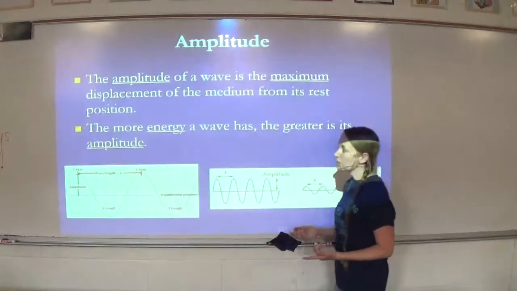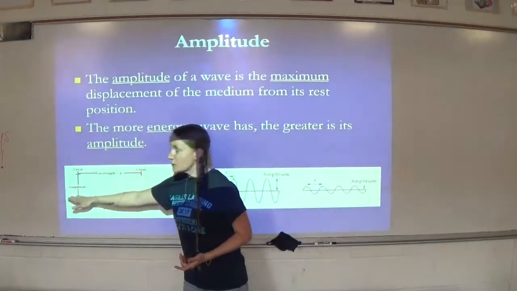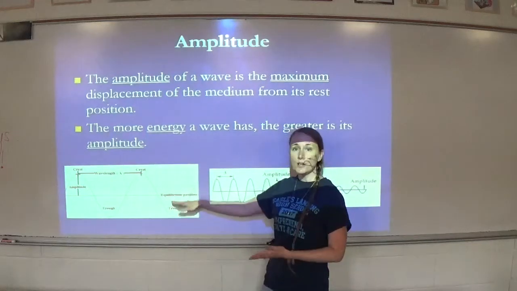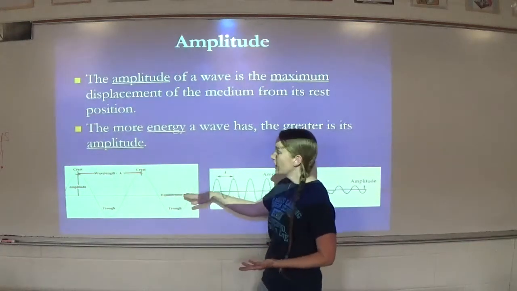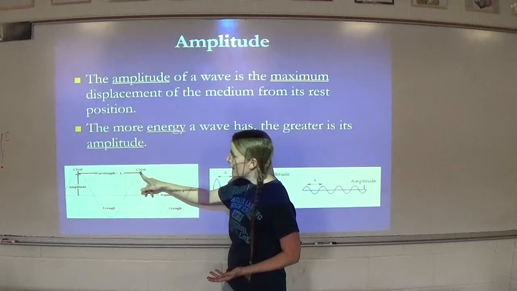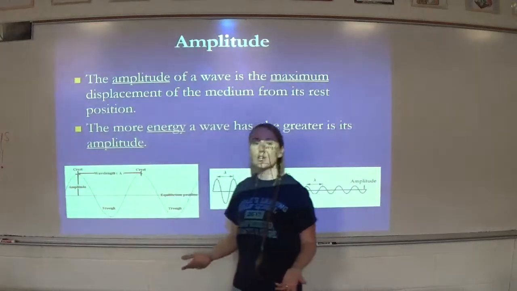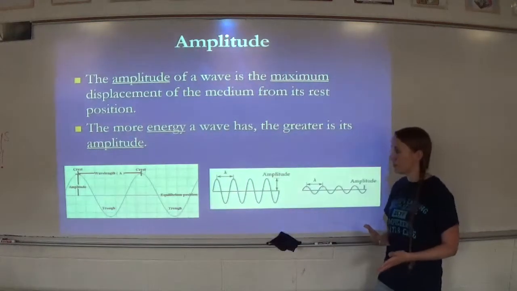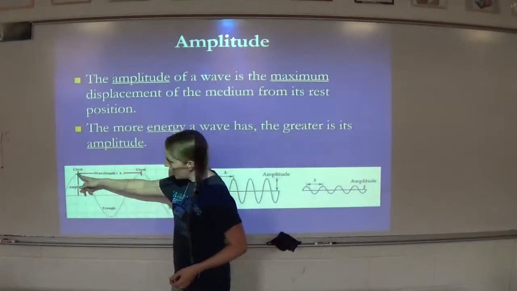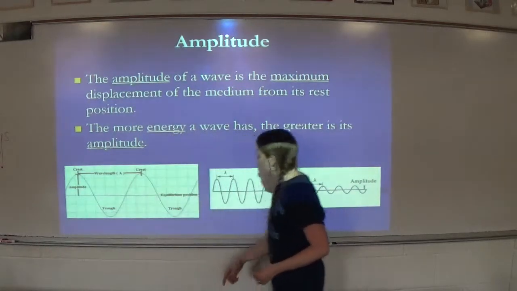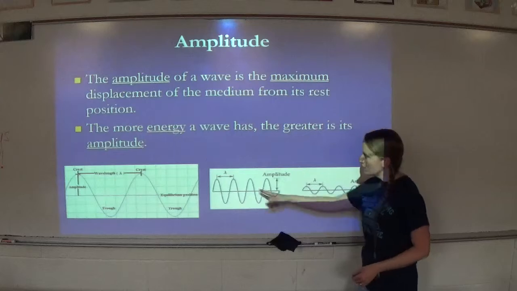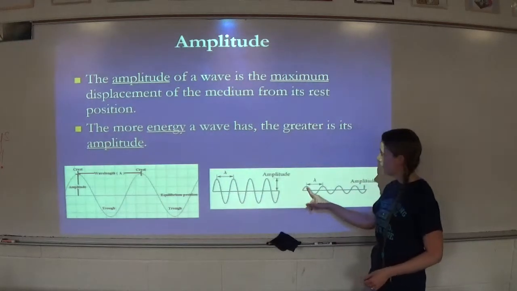So for amplitude, you start at your rest position. Remember, the rest position is an imaginary line, like an equator, that goes through the center of a wave. And then you can look at either how high a crest is, or how low a trough is. Either one will give you your amplitude. So amplitude is the height right here. So you have 2 different amplitudes. Here we have a large amplitude, and here we have a small amplitude.